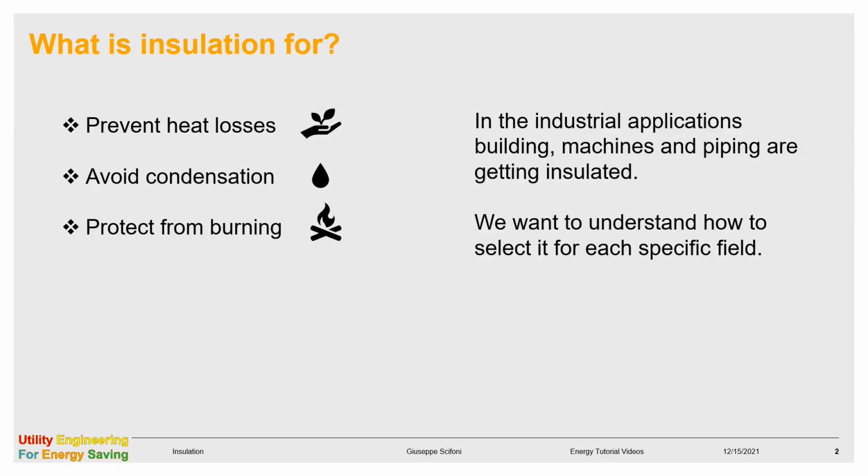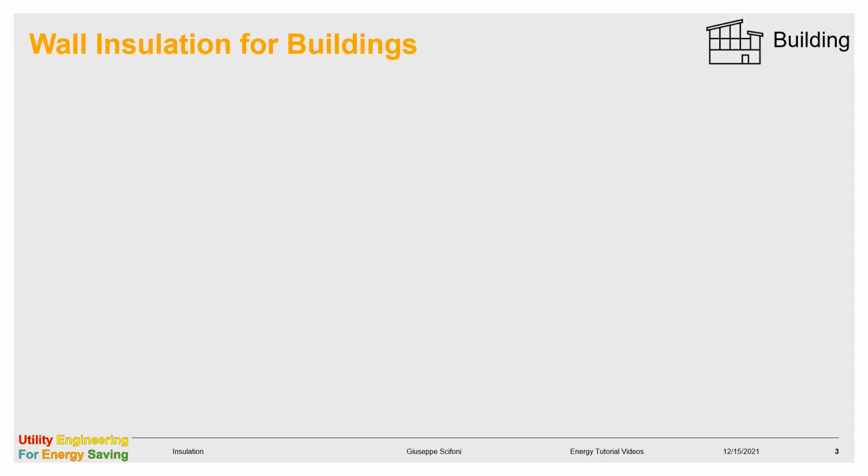In this presentation, we want to deepen a little bit and understand how to size it for the different applications: buildings, machinery, and piping. Let's start from the building insulation that is used for walls or roofs. The task here is to reduce the heating demand.